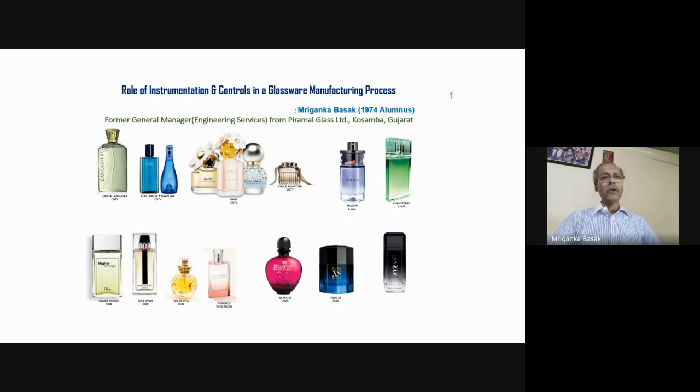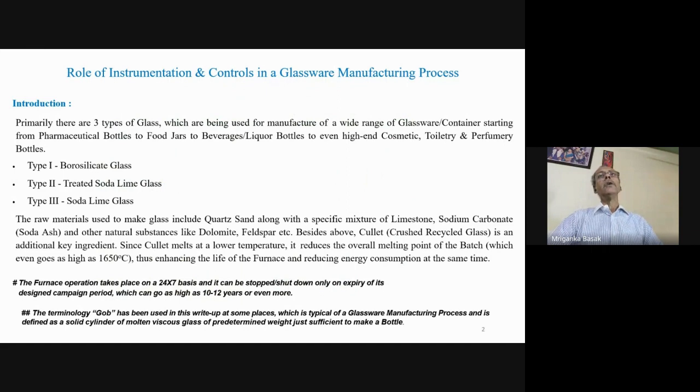Let me first introduce the different types of glasses. There are mainly three types of glass. One is type 1 glass, that is called borosilicate glass. The third one is type 3 glass, that is soda lime glass. And type 2 is basically soda lime glass surface treated with sulfur. That has a special application.